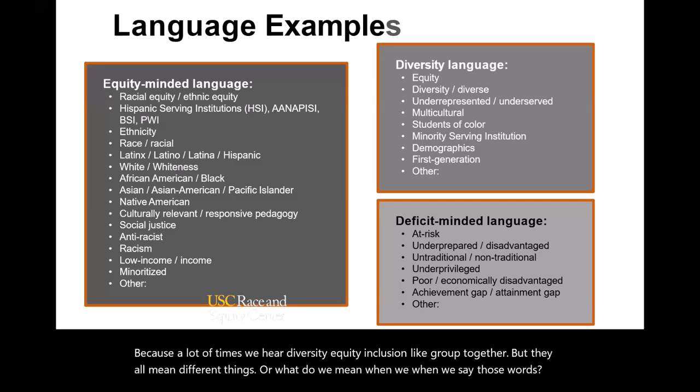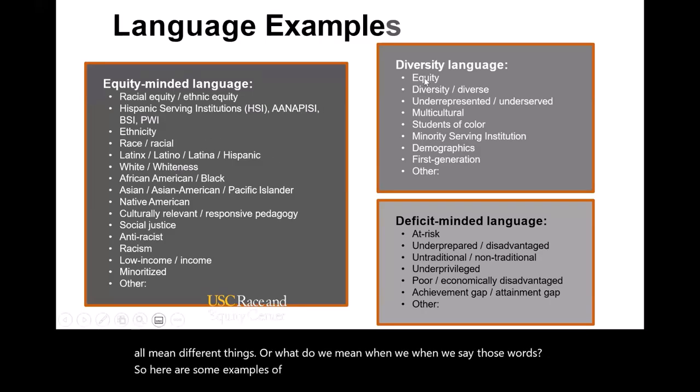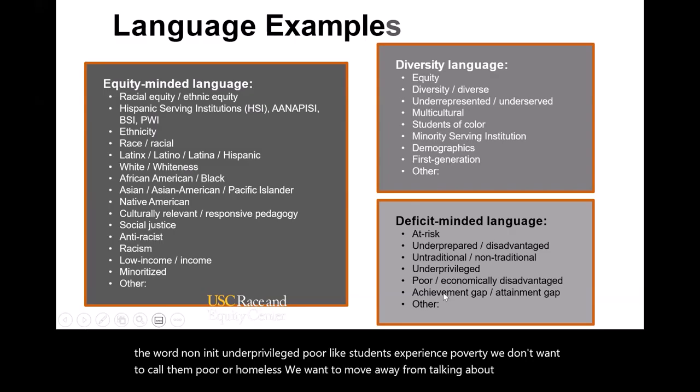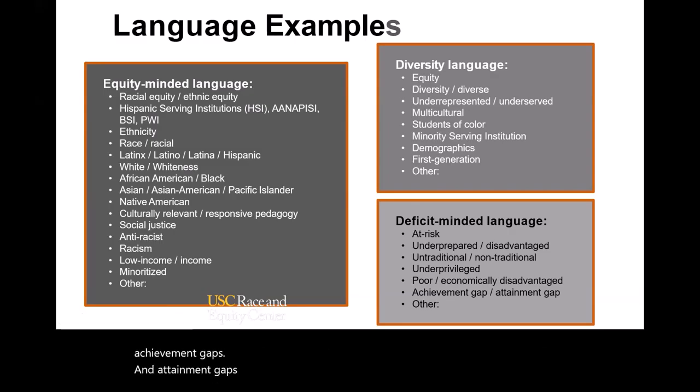So here's some examples of equity-minded language, diversity language, and deficit-minded language. So this bottom right quadrant is the kind of language we want to avoid. At risk, underprepared, disadvantaged, untraditional, a lot of things with the word non in it, underprivileged, poor. Students experience poverty; we don't want to call them poor or homeless. We want to move away from talking about achievement gaps and attainment gaps to equity gaps, because achievement, again, puts it back on the student not achieving.